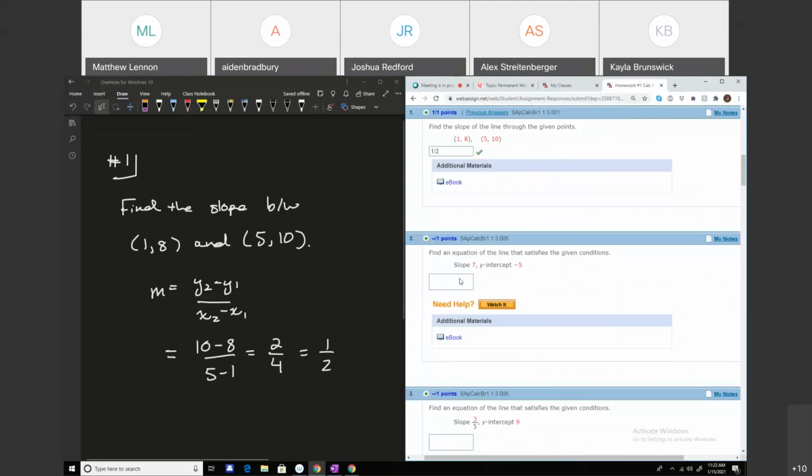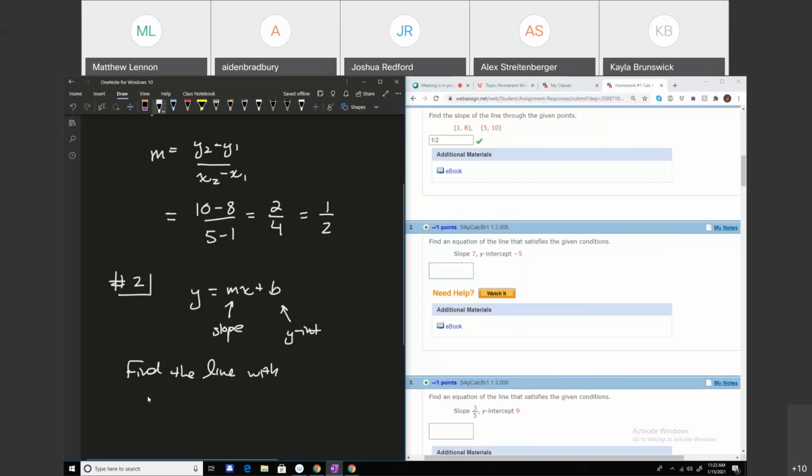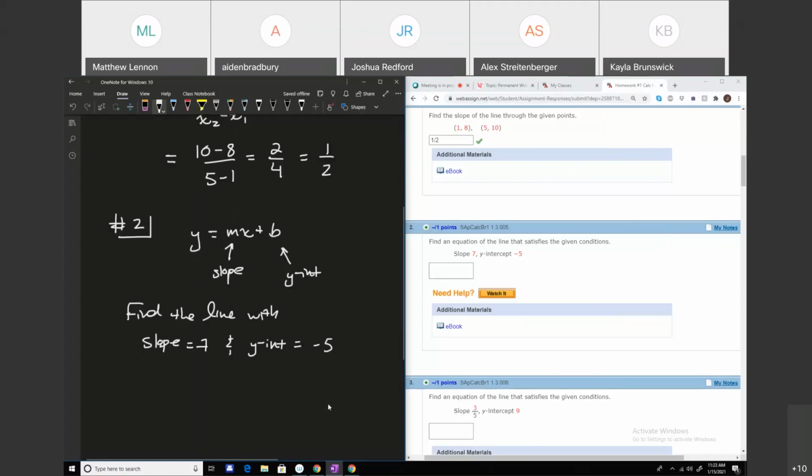Okay, number two. Find the equation of the line that satisfies slope 7, y-intercept negative 5. Very easy. We just need to remember the slope-intercept form, which is y equals mx plus b, where m is your slope and b is the y-intercept. So find the line with slope equal to 7 and y-intercept equal to minus 5. Very straightforward here. We just get y equals 7x minus 5. That is all we have to do.